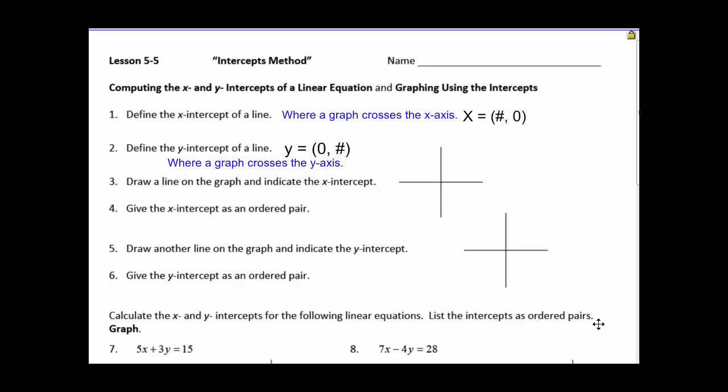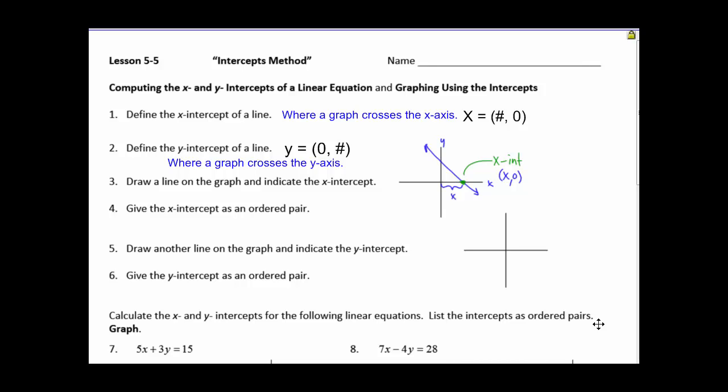If we draw a line on the graph and indicate the x-intercept, we know this is the x-axis and this is the y-axis. This point right here in green is going to be our x-intercept. If you notice, it's some number x, and we did not go up or down, so it's 0. So that point is x, comma, 0.